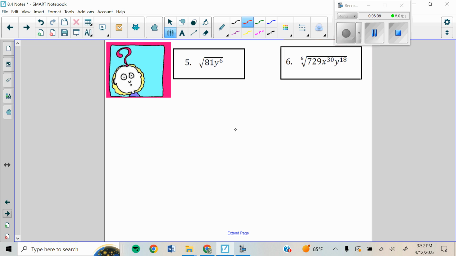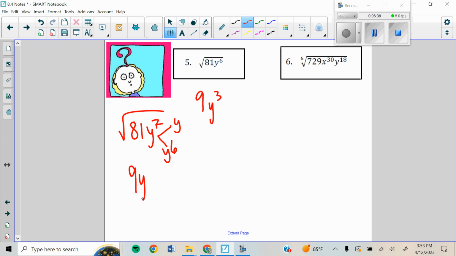All right, next one, square root of 81, y to the 6th. So the square root of 81, we find that to be 9. And then y to the 6th, we're just going to take 6 and divide by 2, and we get y to the 3rd. Now keep in mind, if this was the square root of 81 y to the 7th power, now my power is odd. So we wouldn't say 9y to the 3.5. We would break this into a y and a y to the 6th. So we'd get 9y cubed.